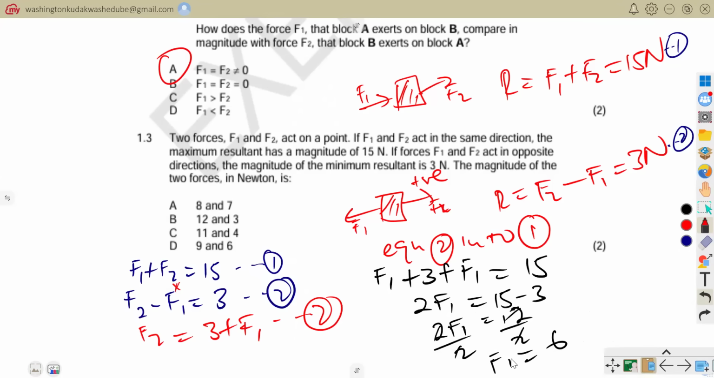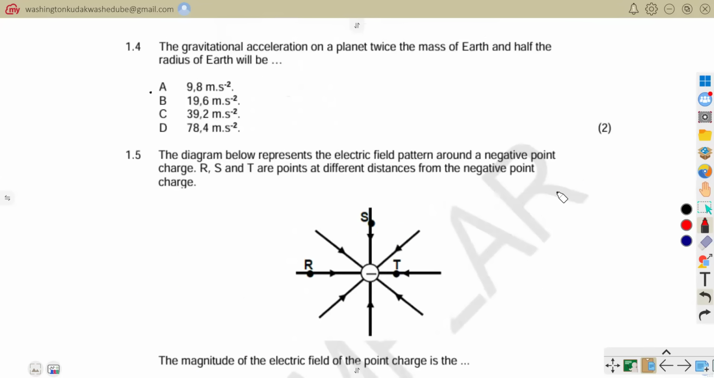So when I now know F1, I can now know F2. F2 would be equal to 3 plus 6, which is just equal to 9. So I now have 9 and 6. So the correct answer there was going to be D.